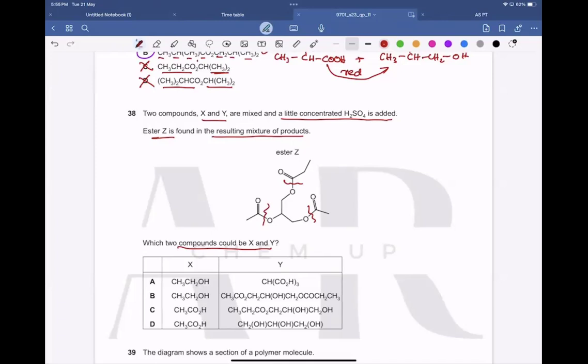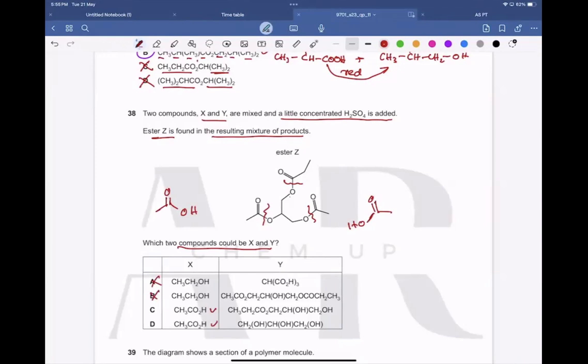There is one issue over here. If you break it, you are getting a carboxylic acid. Here you are getting a carboxylic acid. Right? So the carboxylic acid is the one which has 2 carbons, right? So it means that these 2 are correct and these 2 are wrong.